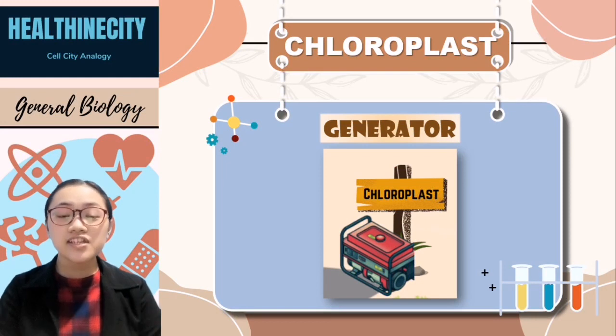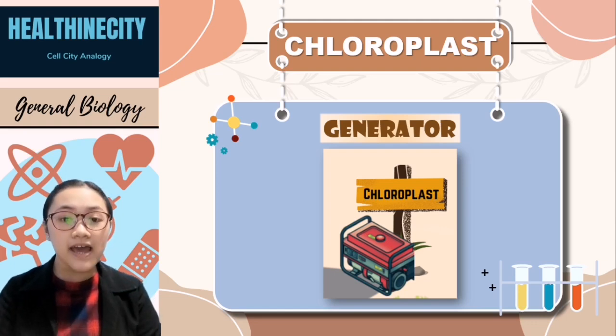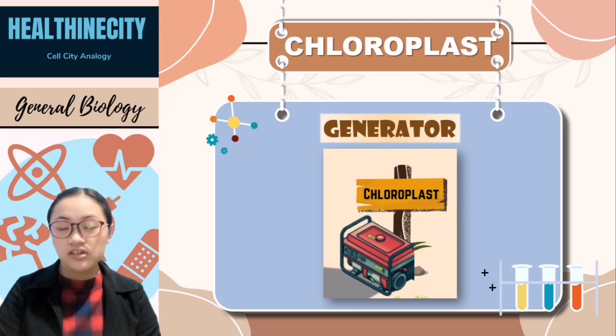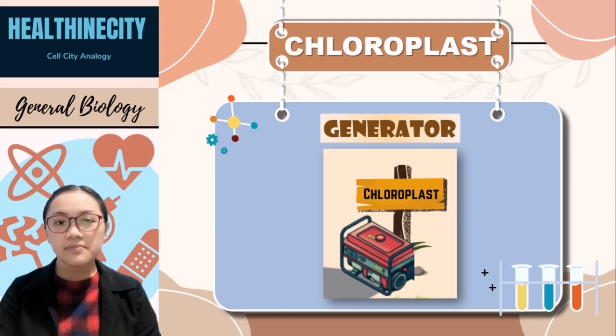Next, generators are like chloroplast. Chloroplast transforms the raw energy from the sun into productive energy for the plant cells. Just like the chloroplast, generators also have the same function. Generators are the source of energy or electricity for the entire city. It is a device that converts mechanical energy into electrical energy.